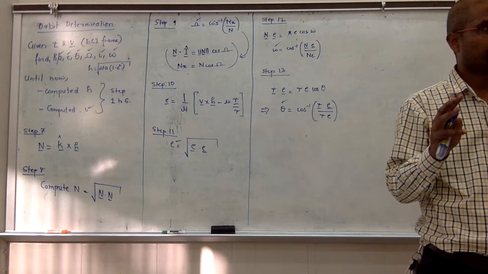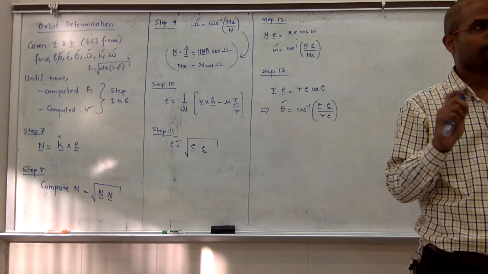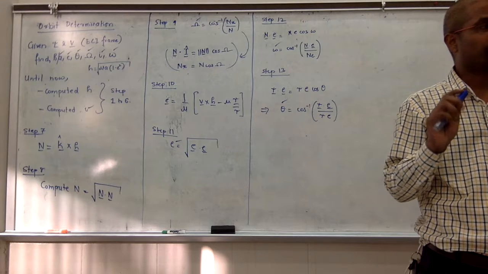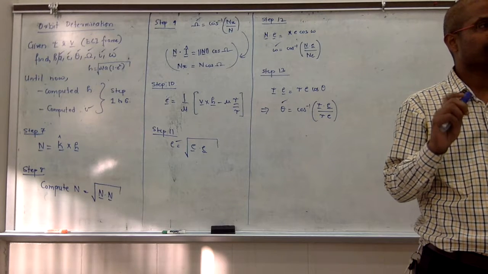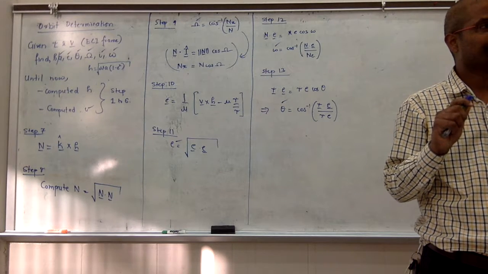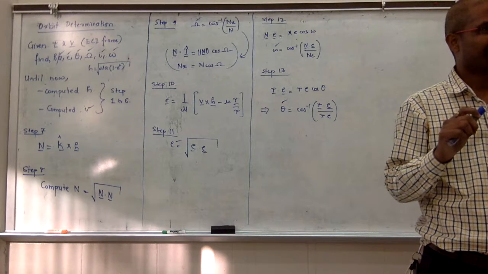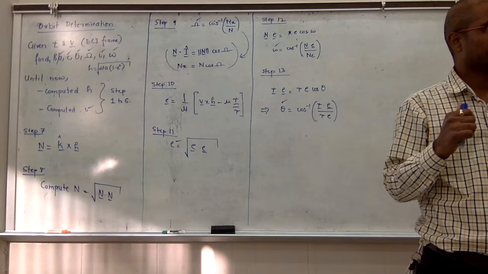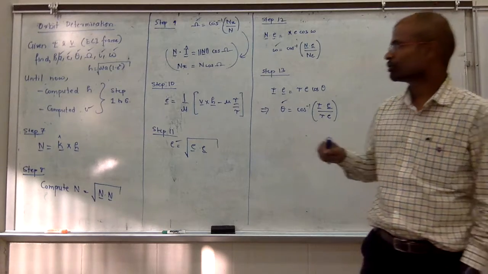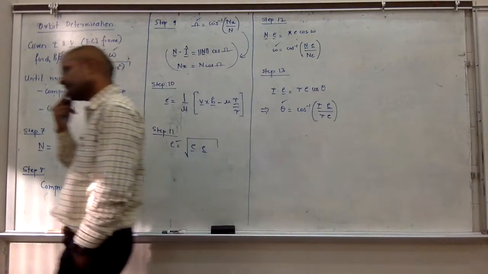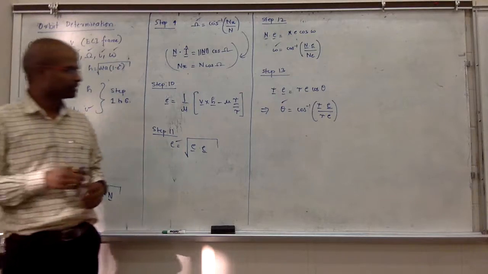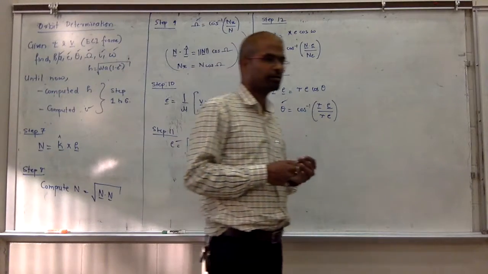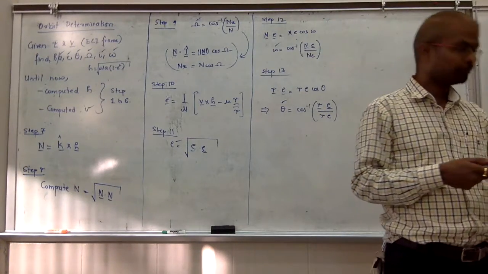How many degrees of freedom are there in space? Six. Three position, three orientation. Okay? That is what it is. Any questions until now?